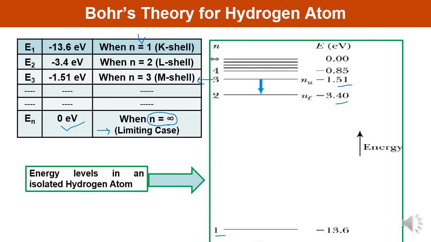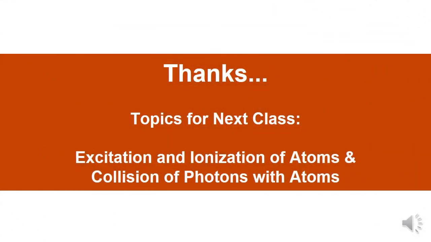I hope it is very clear to you how to calculate the energy level En by putting different values of n and how to represent it diagrammatically. In today's class, I have completed two topics: one is atomic structure and the second is Bohr's theory. I hope both topics are very clear to you.